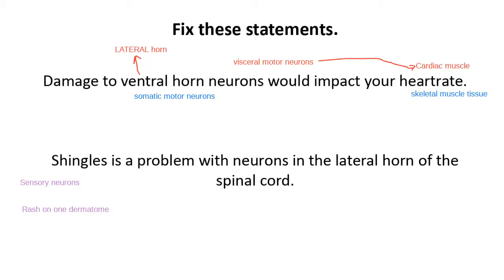Remember that a dermatome is the skin that a particular spinal nerve collects information from. So a dermatome is the skin that one spinal nerve collects info from. I'm seeing some notes here about the fact that the virus that causes shingles goes dormant and then it reactivates to give us our rash.